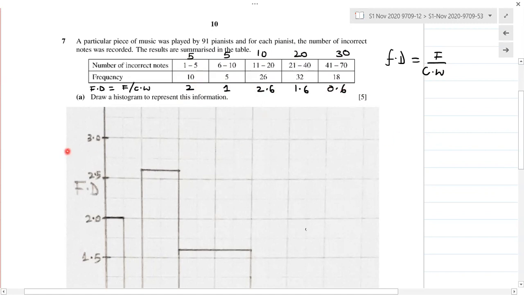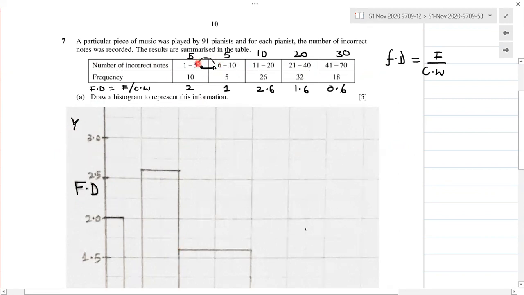So on your y-axis, like it shows over here, you have your frequency density on the graph. On your x-axis, you have the class intervals. But one thing to note for the class intervals is there's a gap between the upper limit and the lower limit of the class intervals. So this is 5 and this is 6. They have to be the same. So once we are drawing a histogram, there shouldn't be a gap between the two bars. You see the bars are joined together.